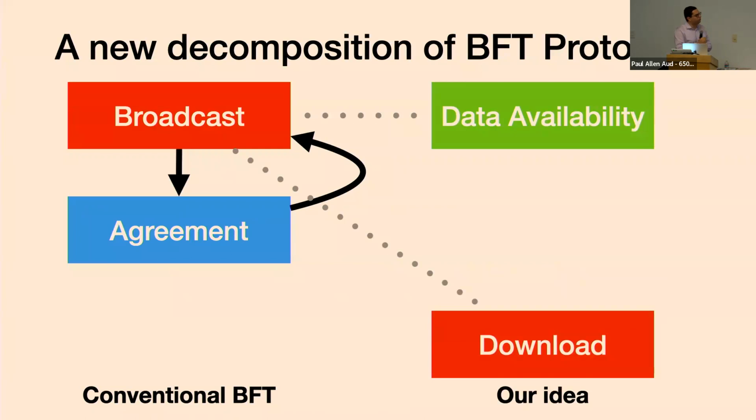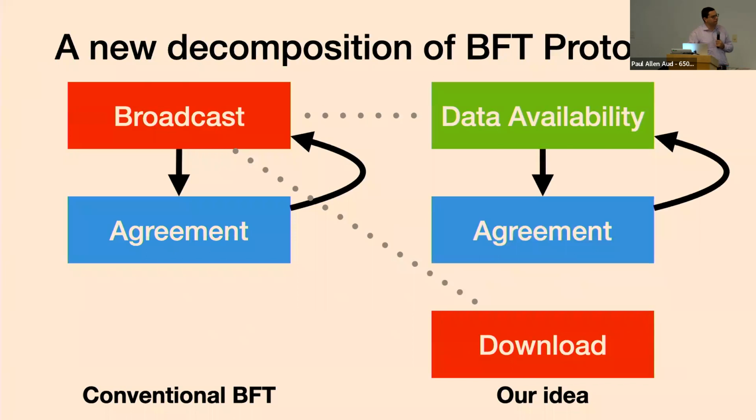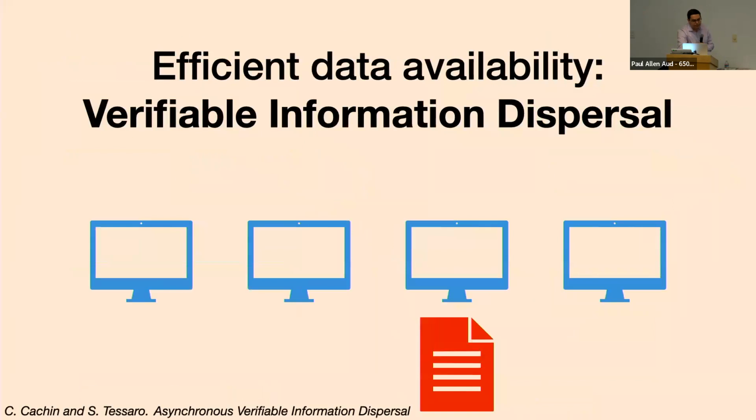We're going to decompose this broadcast into two separate steps: ensuring data availability and then downloading the data. The data availability is necessary, so it's going to run in lockstep with agreement, but the downloading of the data can be done asynchronously, out of band, and doesn't have to run in lockstep with agreement, and that's going to allow the protocol to make faster progress. So the question here is, how do we ensure data availability?